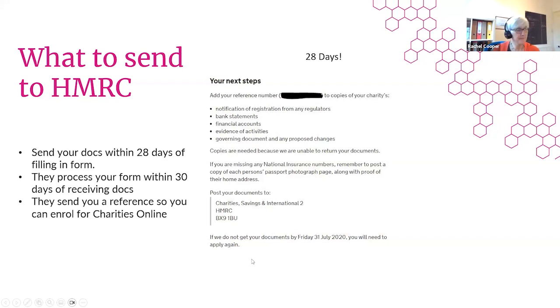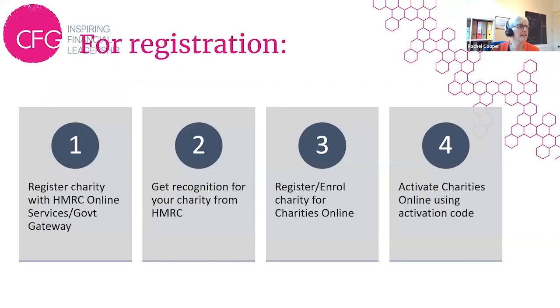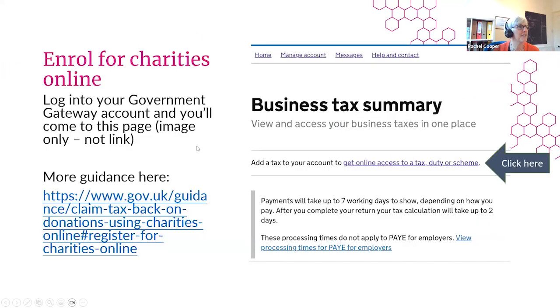So they send you this reference, and then you can enroll for charities online. So there we go. You've done all this stuff and you're ready to register and enroll for charities online. So here we are. We're on a new HMRC page. We've been to that previous one where we clicked the big green start button, and now this is just a screenshot of it. You log into your government gateway account because you've set yourself up with a government gateway account, and you come to this page. Hooray, business tax summary. And so click here. It doesn't say click here on it. That was my addition.